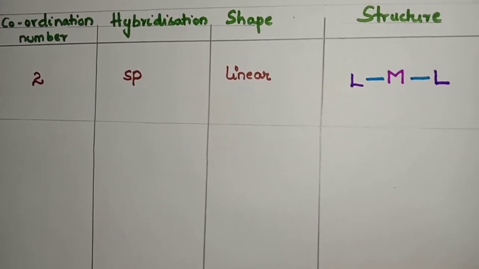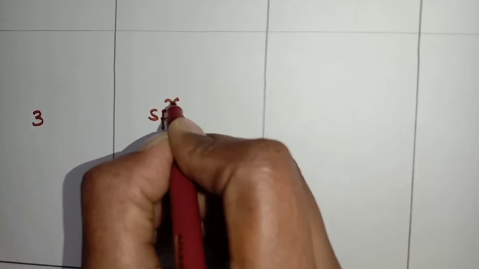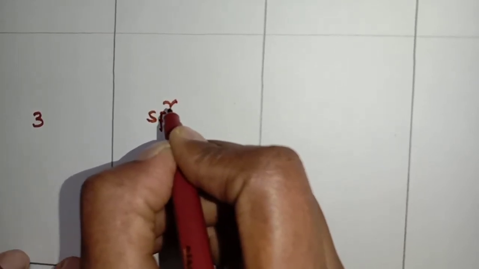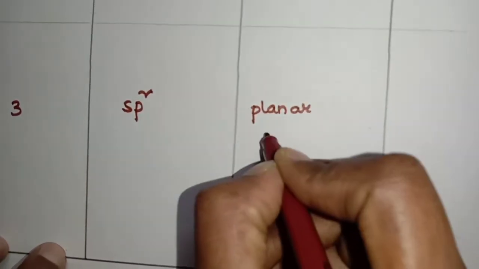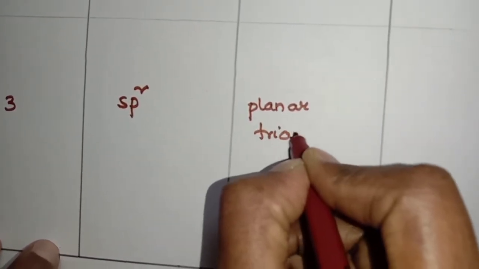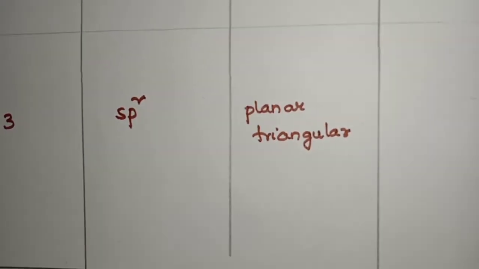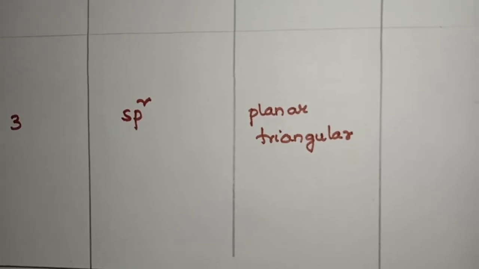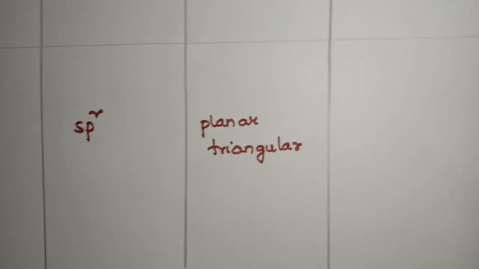Now, coming to the second type, when the coordination number is 3, hybridization will be sp2 and the shape of the complex would be planar triangular. Write down the shape of the complex: planar triangular. Now, how would the structure of the complex be?